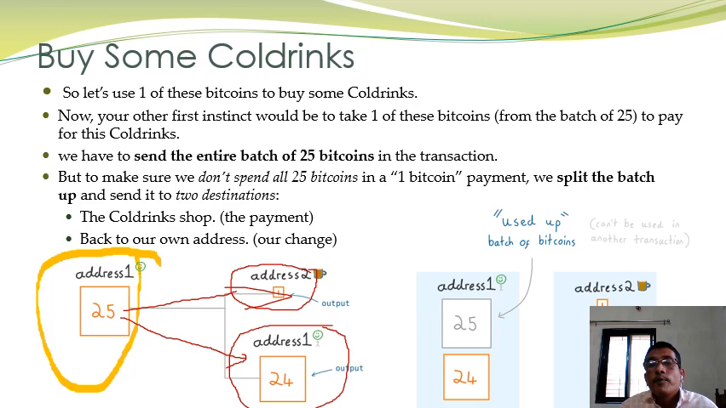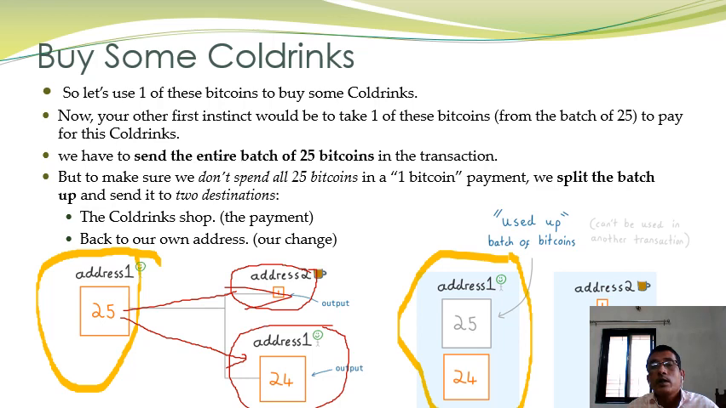So you can see the state of address 1 and address 2. You can see another figure to the right side. You can see the state of address 1. Address 1 has two states, or you can say two outputs.